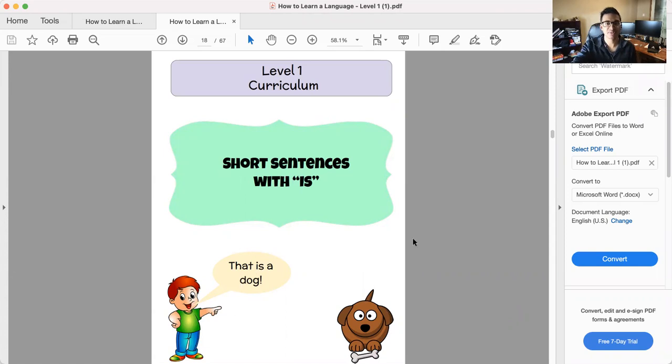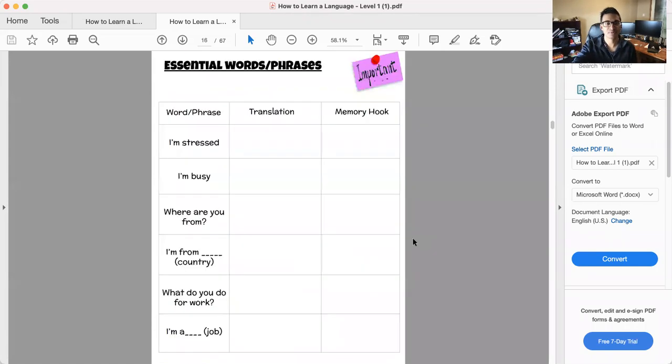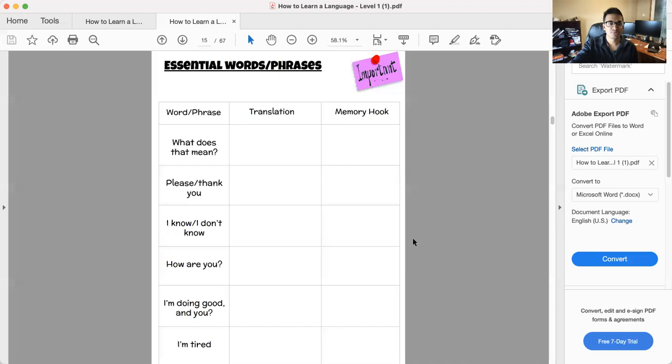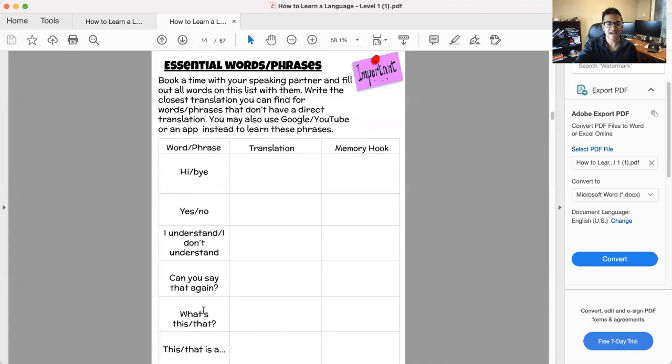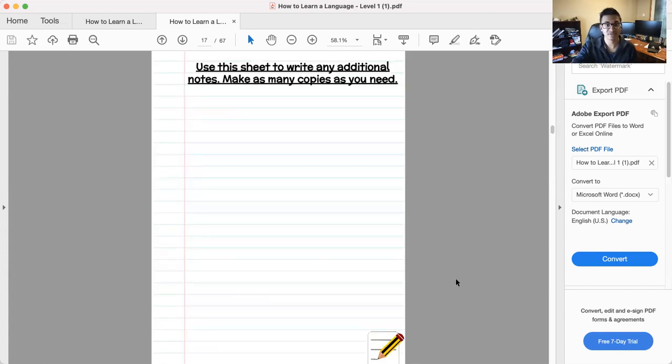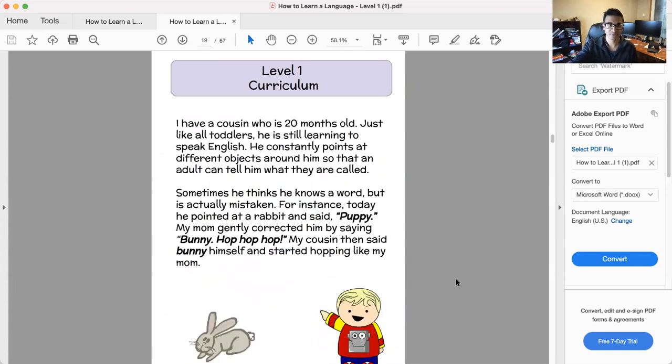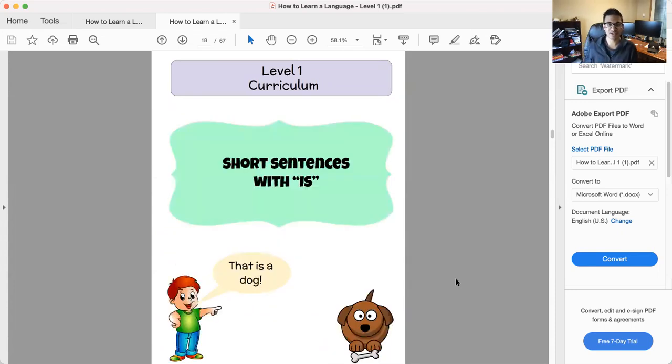If I rewind a little bit, we go backwards. You learned how to ask, what's this or what's that? And you learned how to say this is a or that is a. And this is something that we're going to use quite a bit in this next part of the program. In fact, let's stay here for a second.